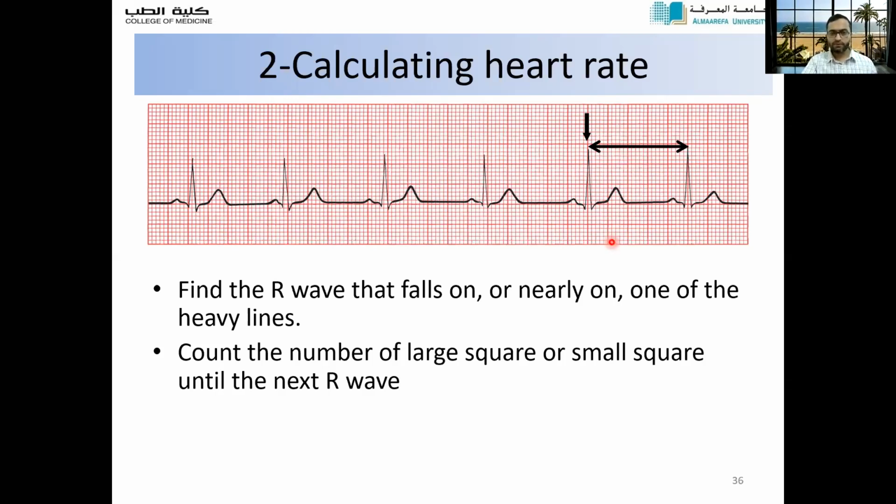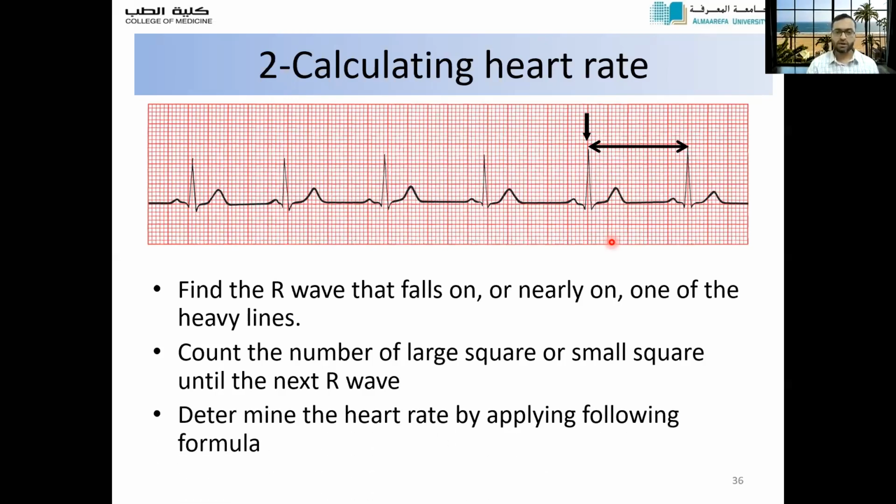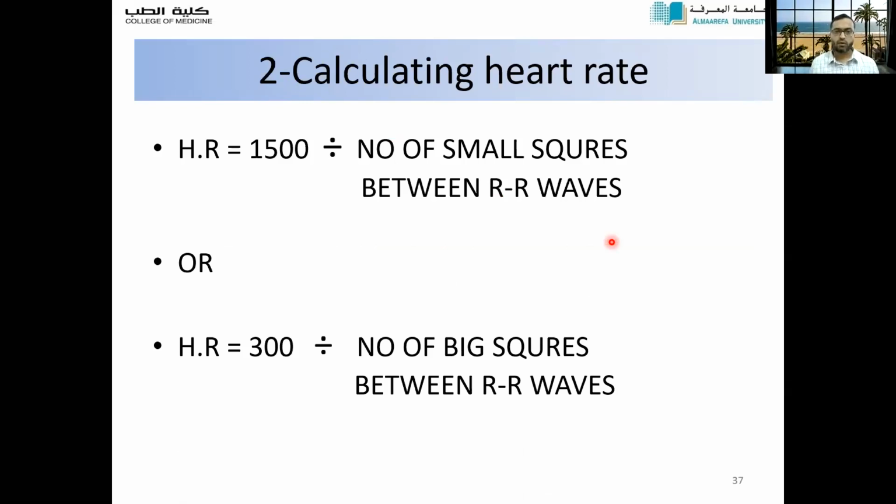And now from the previous step, we know that it's regular, so we can use the formula now. What is the formula? If you are counting the small squares, then the heart rate equals 1500 divided by the number of small squares between the R and R. Or if you are counting the big squares, then the formula will be 300 divided by the number of big squares between the R and R.